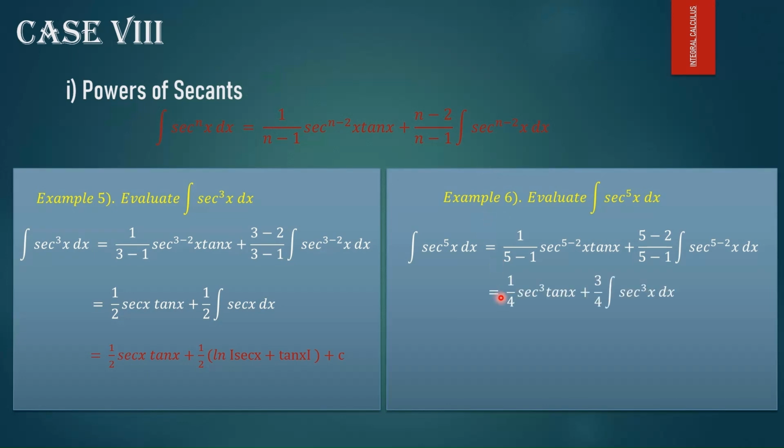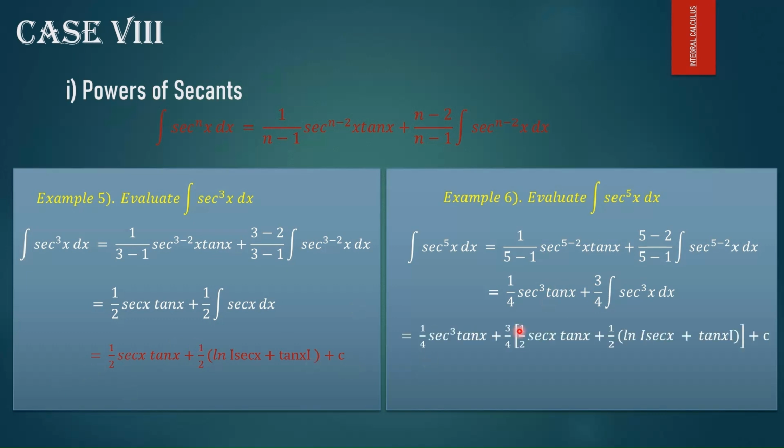If we simplify, we get 1/4 of 3 power of secant x times tan x plus 3/4 of the integral of secant cube x. So, kung mapapansin nyo, meron ulit tayong integrand whose exponent is an odd. And here, using the previous example, we can just substitute secant cube x with this.